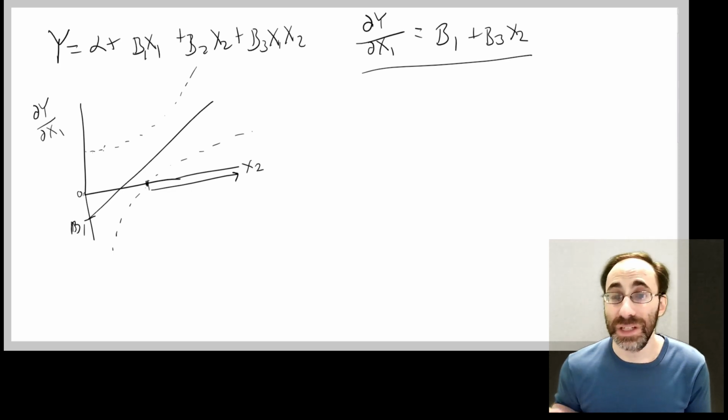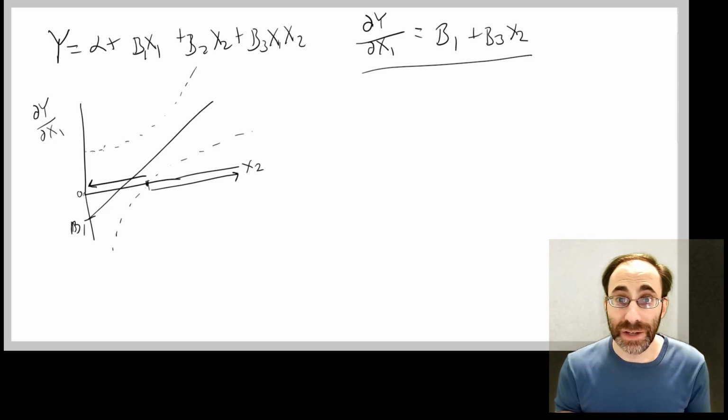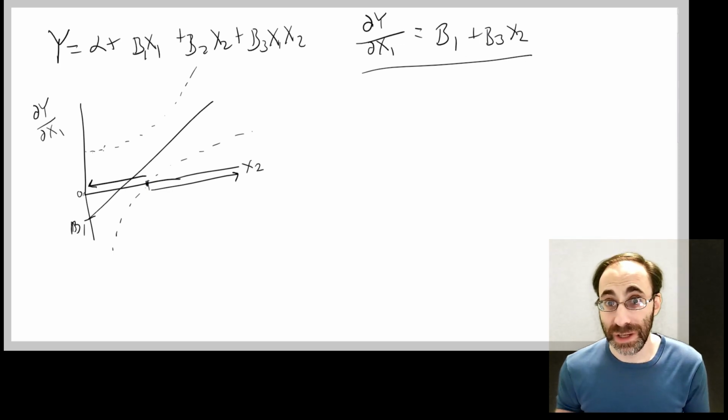Which means we have support for the notion that increasing x1 increases y in this range of x2 only. For the other range of x2, from that cutoff point back to 0, the 0 line is within the confidence bounds, so we cannot reject the null hypothesis that x1 affects y. So what we see here is we have interaction terms.